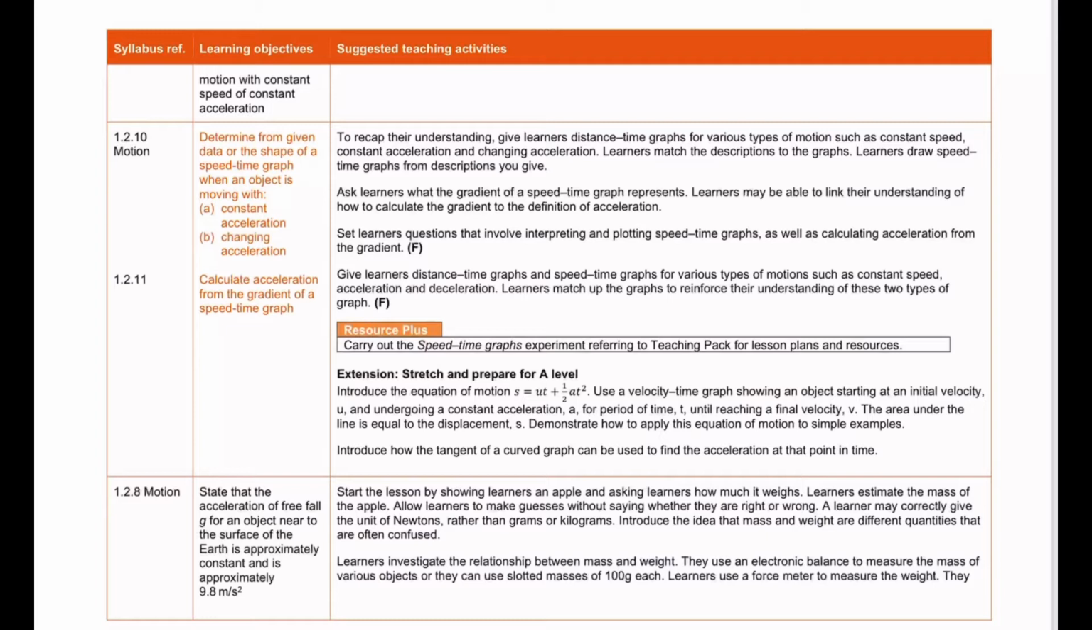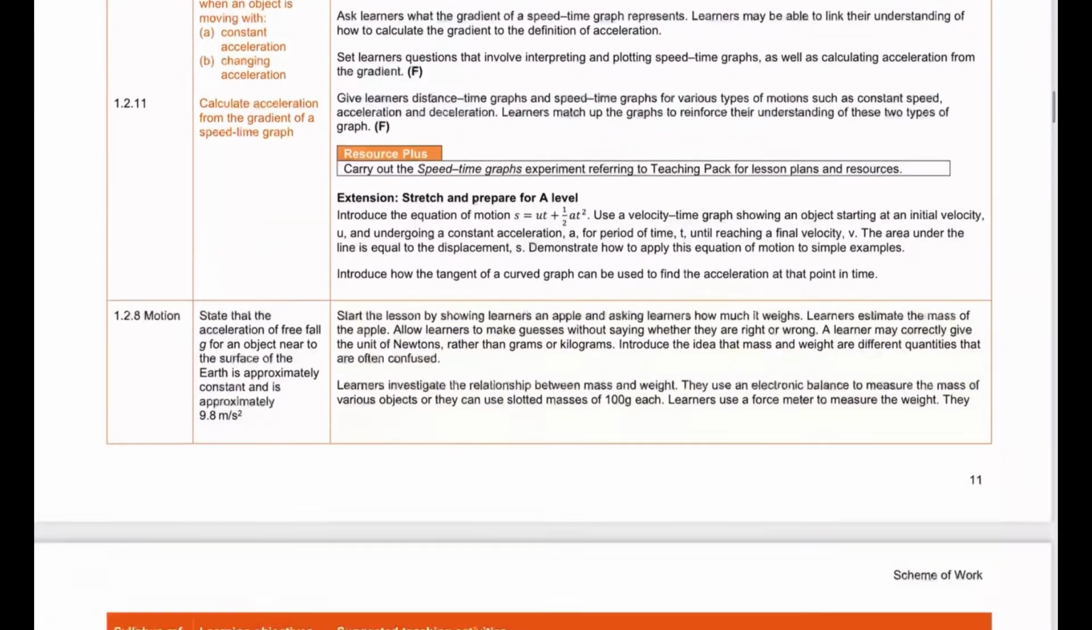Key concept 1.2.10, motion. Learning objectives. Determine from the data or from the shape of a speed time graph when an object is moving with A, constant acceleration, B, changing acceleration. Calculate acceleration from the gradient of a speed time graph. State that acceleration of free fall g for an object near to the surface of the earth is approximately constant and is approximately 9.8 meters per second squared.